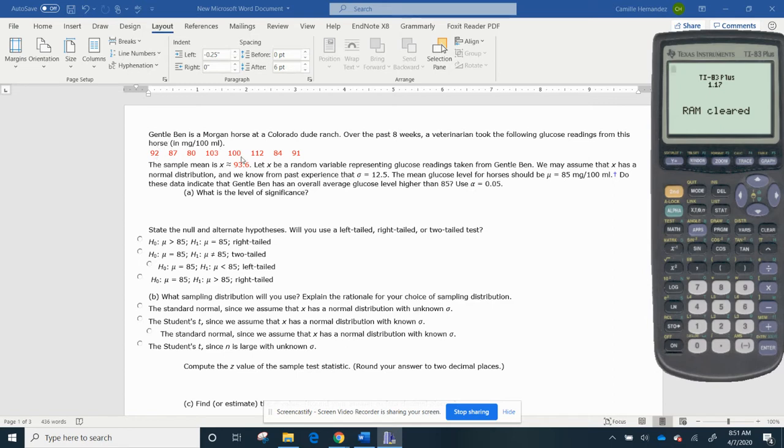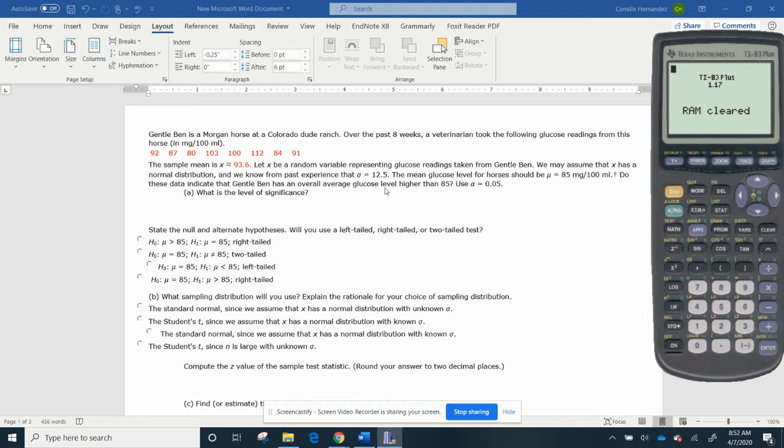and it gives it to us, his glucose. The sample mean is 93.6. So that sample mean is all of these values. They put it together, they found the average, and that's what they got. Let X be a random variable representing glucose readings taken for Gentle Ben. You may assume that X has a normal distribution. Okay, so that's a key there. It's saying that it follows that normal shape. And we know from past experience, the population standard deviation is 12.5.